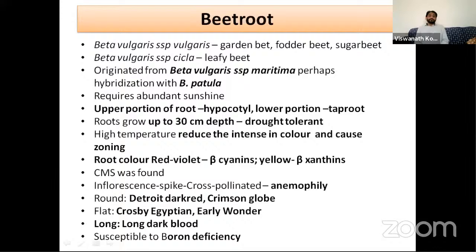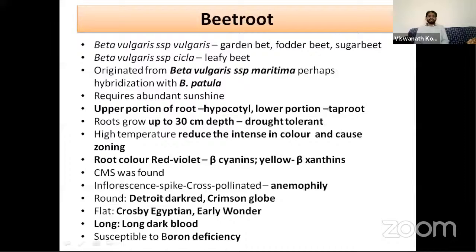It is cross pollinated. The cross pollination is mediated by wind, anemophily. This is an important thing. Cross pollination in beetroot is mediated by the wind. It is called anemophily.